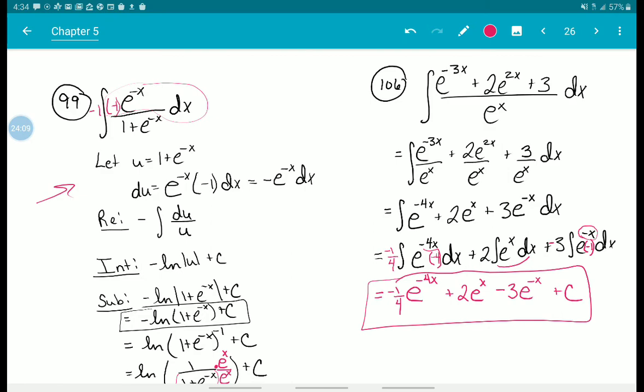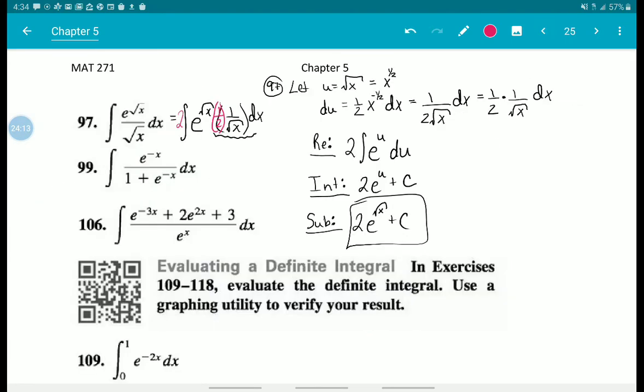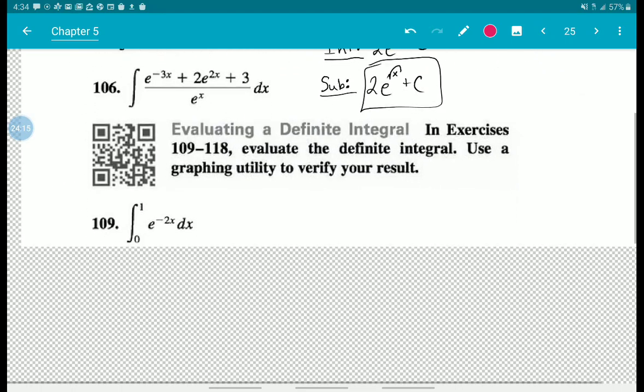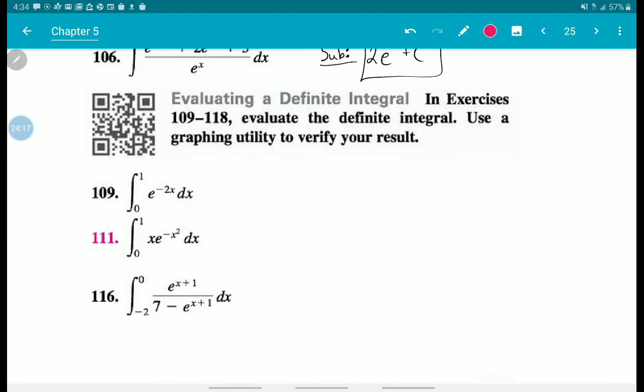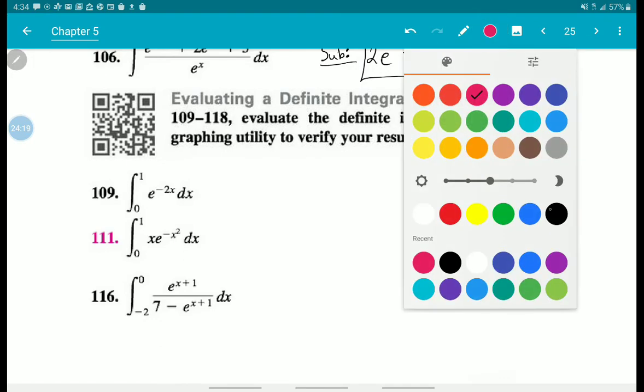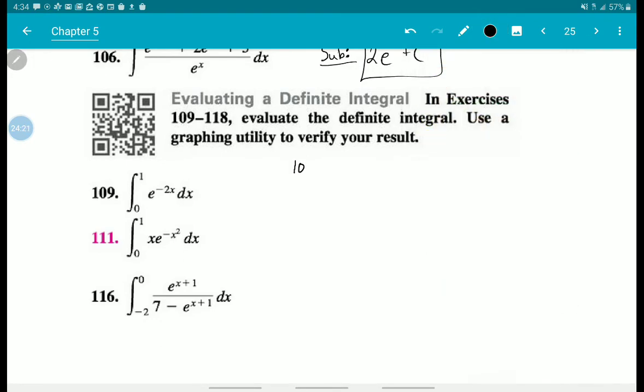And let's do a few more problems. So now we're going to talk about definite integrals. And let's look at 109. So in 109, we want to integrate from 0 to 1 of e to the negative 2x dx.